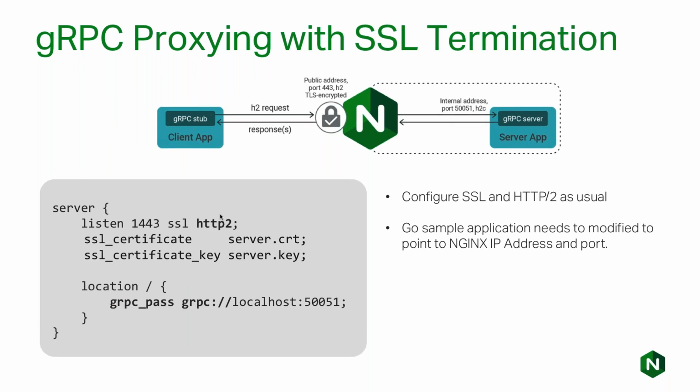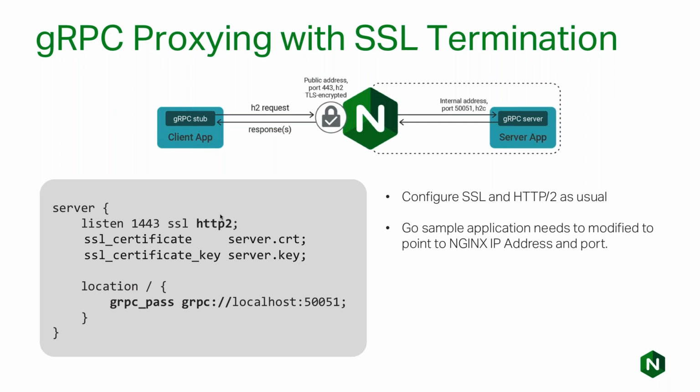NGINX can terminate an SSL connection from a client and then convert that to plain text traffic behind. This means that the gRPC server can run in plain text mode without a certificate. That makes it easier to deploy and manage, and it means that you don't need to pass certificates to your backend application. NGINX then takes that plain text service and publishes it in an encrypted fashion with a certificate on NGINX, so that when clients communicate, they use secure encrypted protocols.